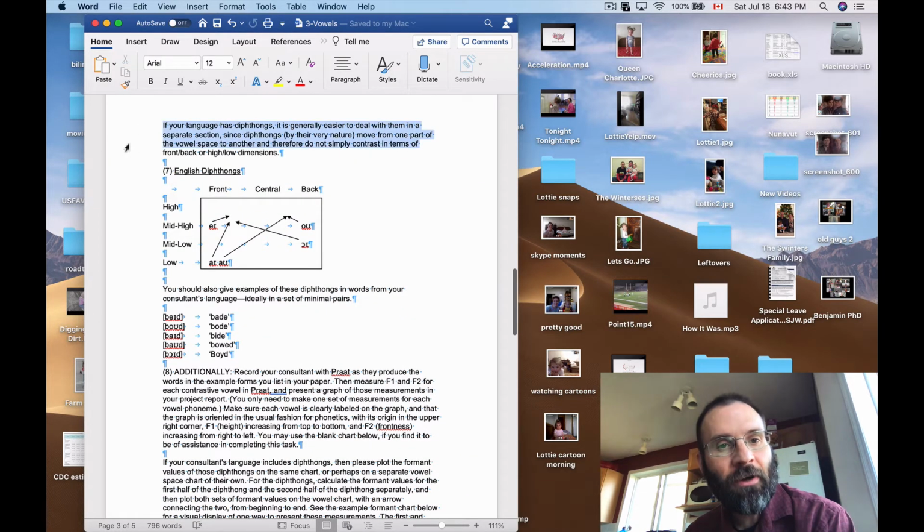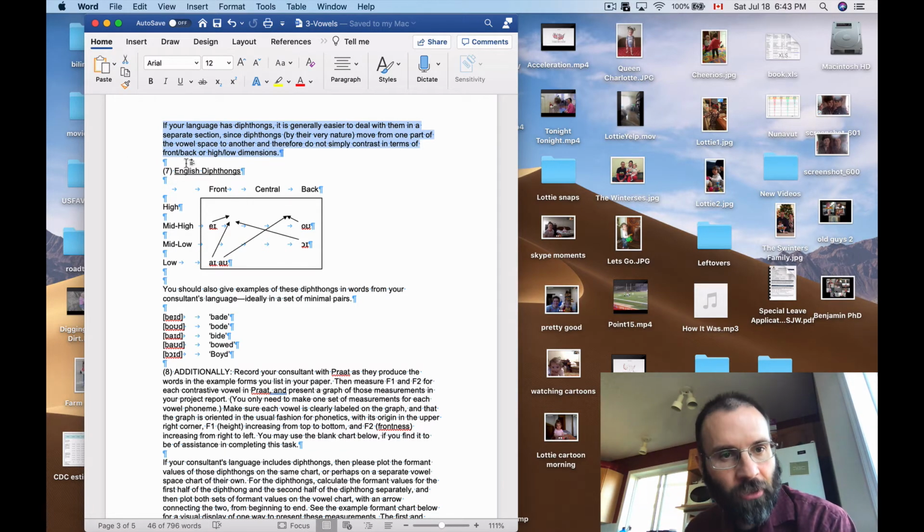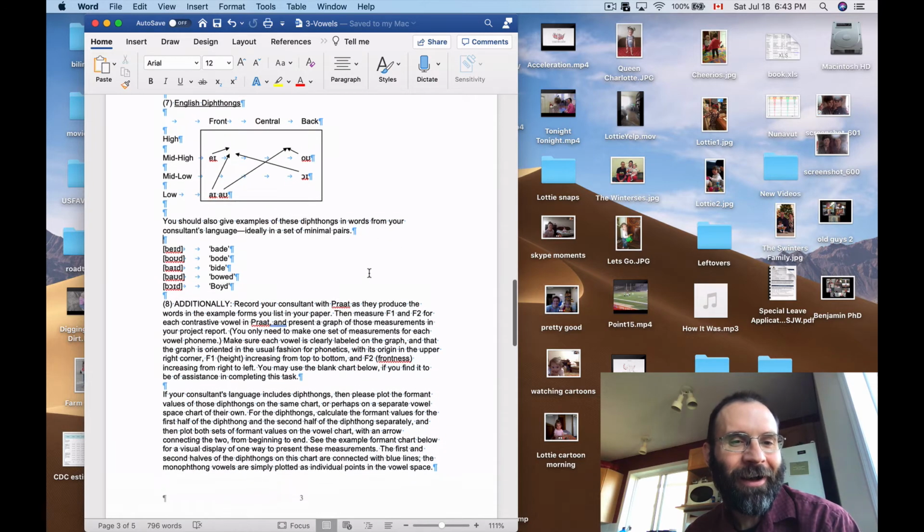If your language has diphthongs, it's usually easier to present them in a separate chart, since diphthongs by their nature move from one part of the vowel space to another, and therefore they don't simply contrast in terms of single dimensions, right? Their dimensions are changing as they go. So I've got the English diphthongs here presented in a chart as I envisioned this. So like A, I, ow, oi, and o, those five.